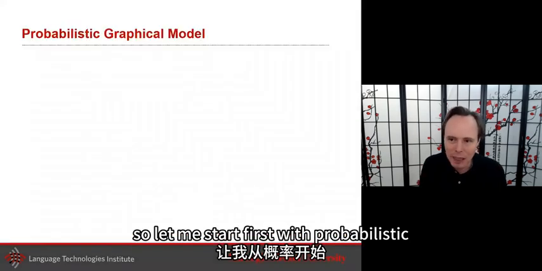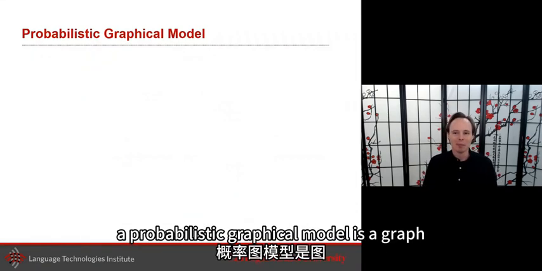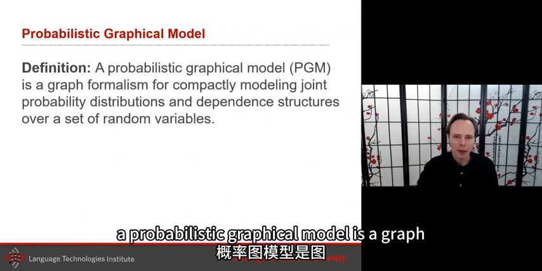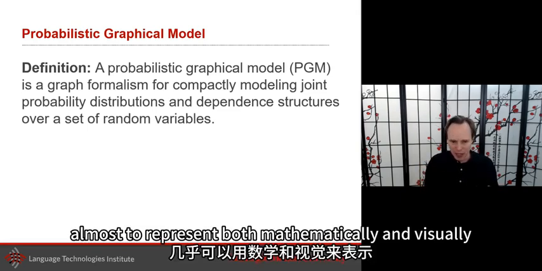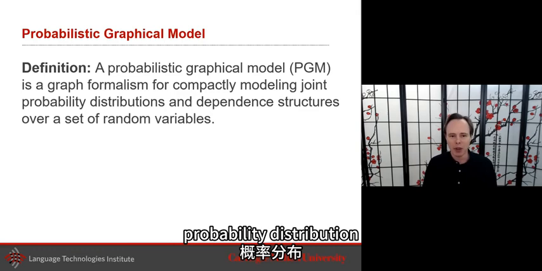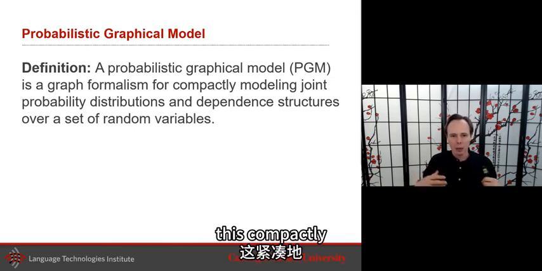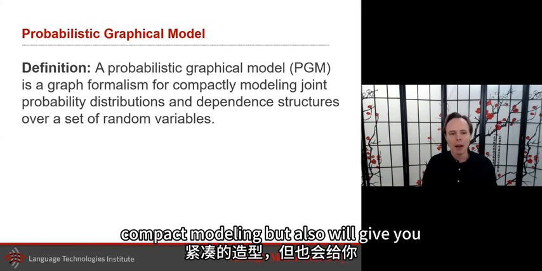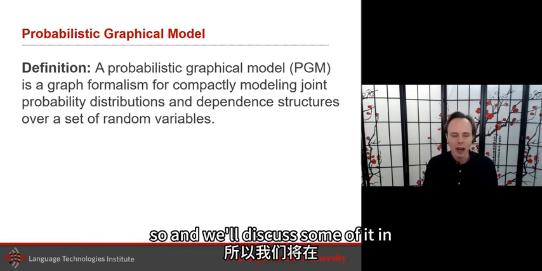Let me start first with probabilistic graphical models. What is a probabilistic graphical model as a first step? A probabilistic graphical model is a graph representation. It's a formalism, a way almost to represent both mathematically and visually a compact modeling of the joint probability distribution. And what's interesting in this is that the same graphical models will often give you this compact modeling, but also will give you the dependence structure. And we'll discuss some of it in this.